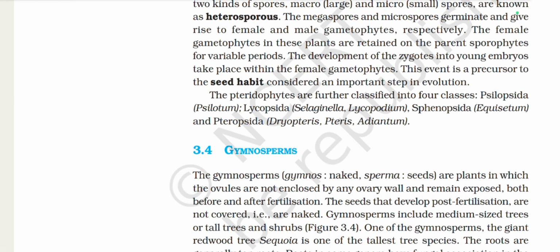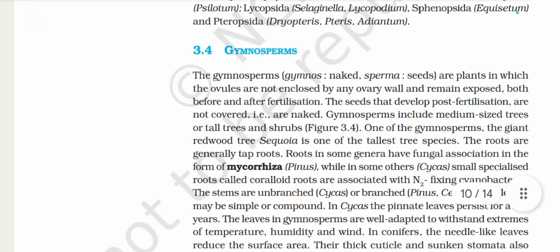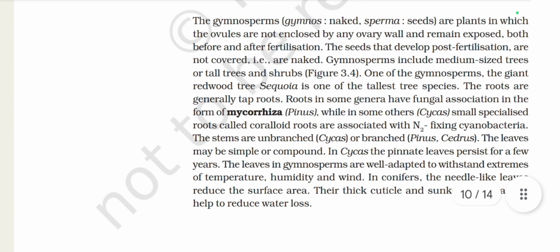Now topic number 3.4, Gymnosperms. The gymnosperms: gymnos means naked and sperma means seeds. So gymnosperms are the plants in which the ovules are not enclosed by any ovary wall and remain exposed both before and after fertilization. The seeds that develop post fertilization are not covered. Gymnosperms include medium-sized trees or tall trees and shrubs. One of the gymnosperms, the giant redwood tree Sequoia, is one of the tallest tree species.